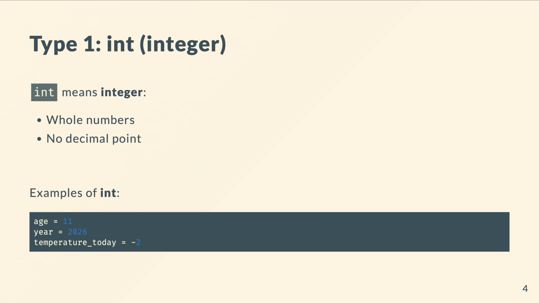Now let's learn a type called int, short for integer. Integers are whole numbers. They have no decimal point. Age is 11. Year is 2026. Temperature today is -2. All of those are integers.